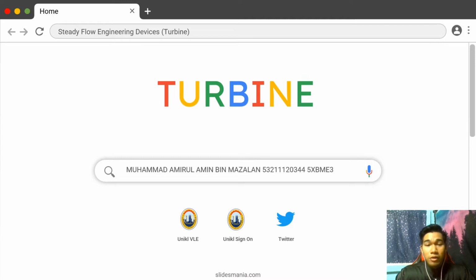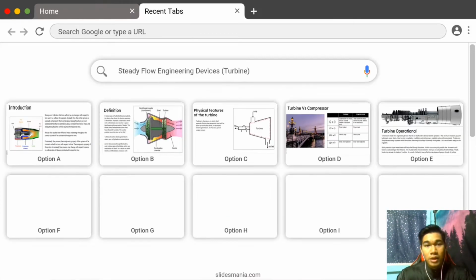Bismillahirrahmanirrahim. My name is Muhammad Amir Amin bin Mazalan and I'm the first presenter. This is all the parts that I will present. The first one is introduction. Next is definition. Third is physical feature. The fourth is turbine versus compressor. And the last one is turbine operational.